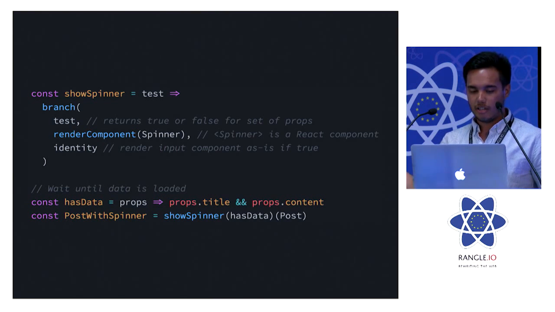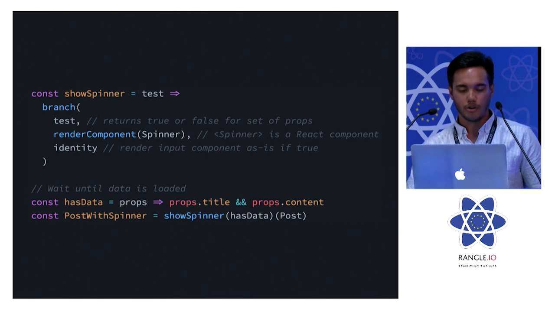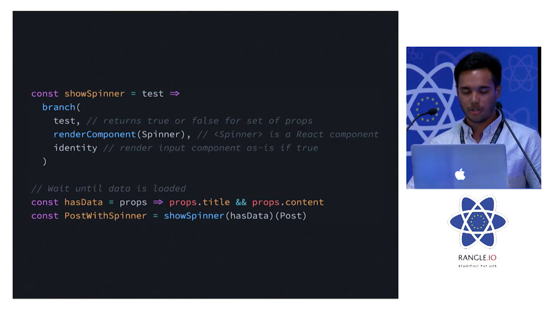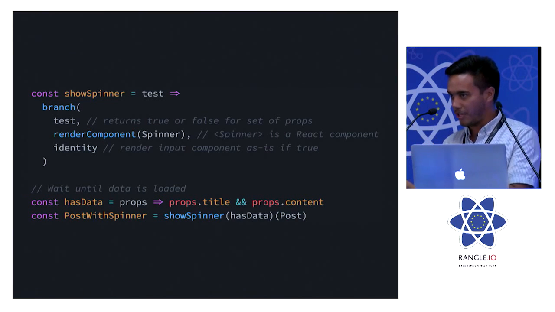So here, in a few lines, is how you can create a higher order component to render a spinner if some test is true, or render just the normal component if it's not true, and you can just use that showSpinner guy everywhere in your app rather than having to put a bunch of if statements in all your render methods.